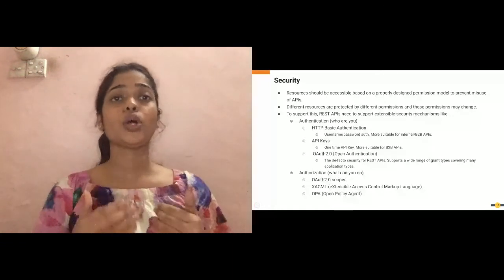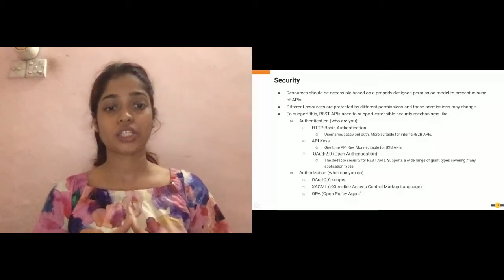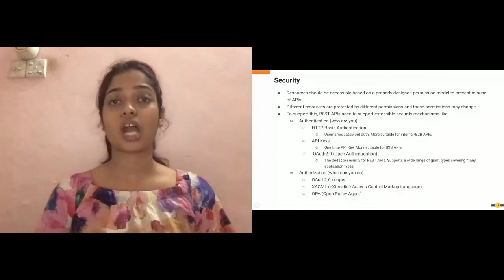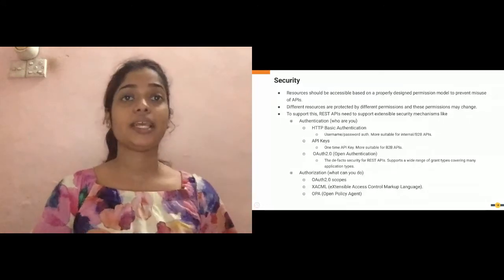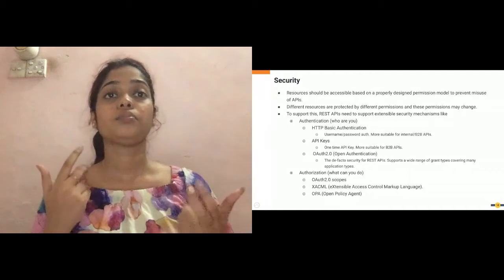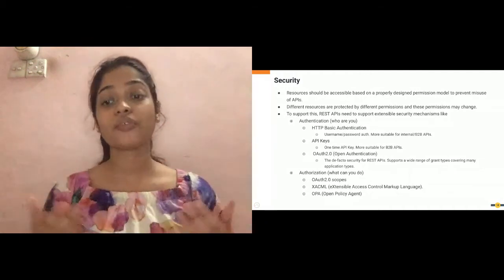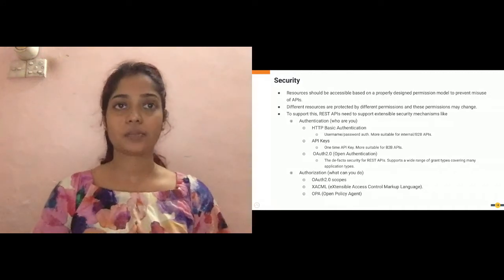So if you look at OAuth 2.0, which is open authentication, it's a de facto security for REST APIs, and it supports a wide range of grant types, such as implicit grant, password grant, and client credentials. So it supports a lot of grant types and covers many application types as well.